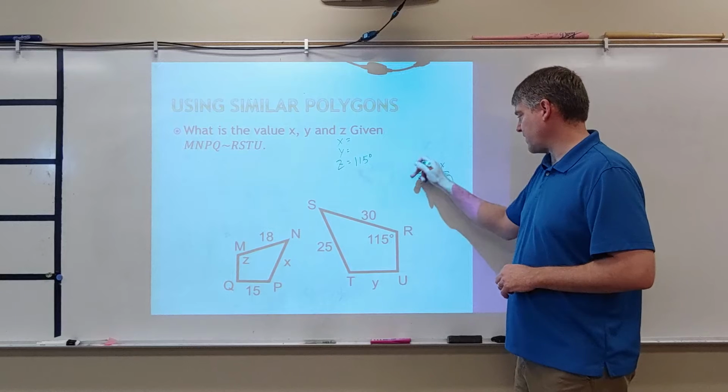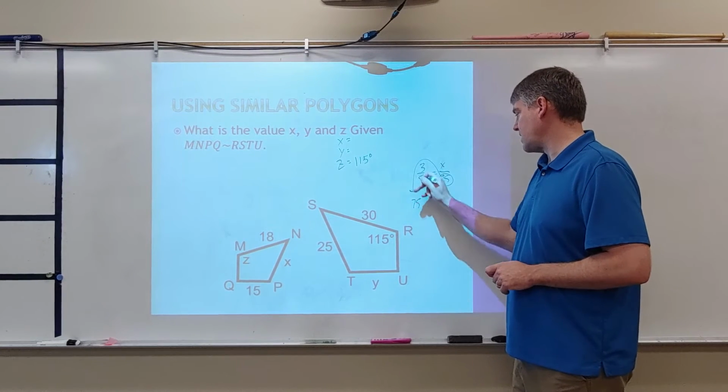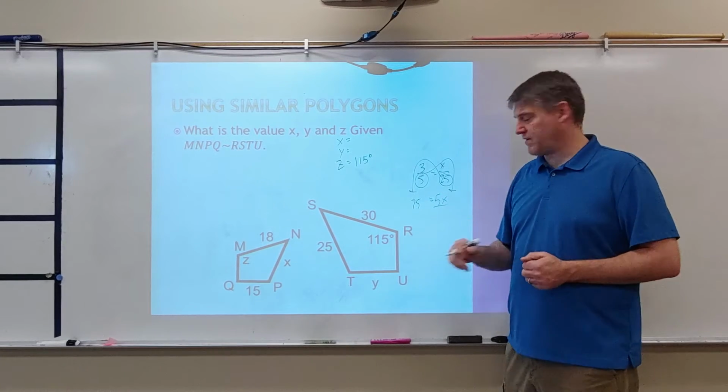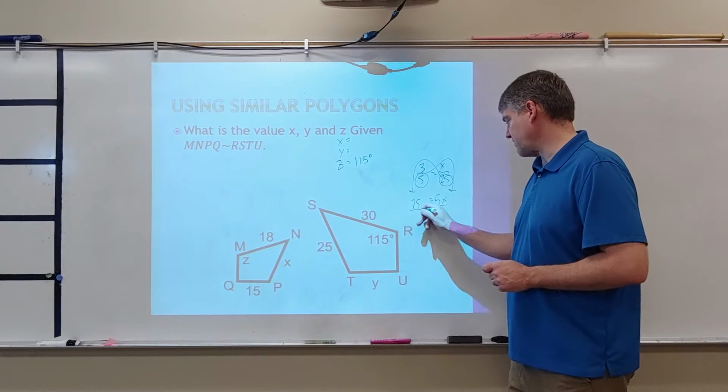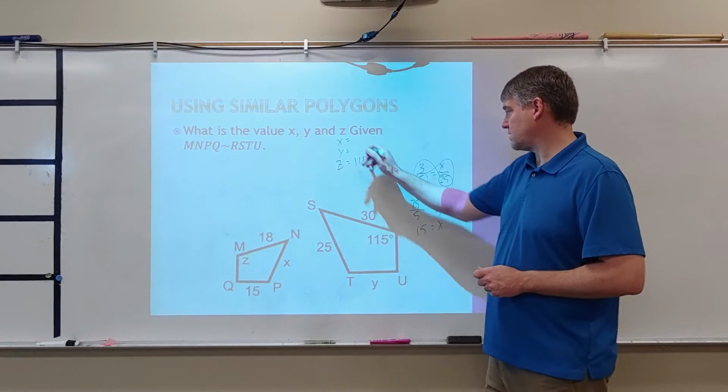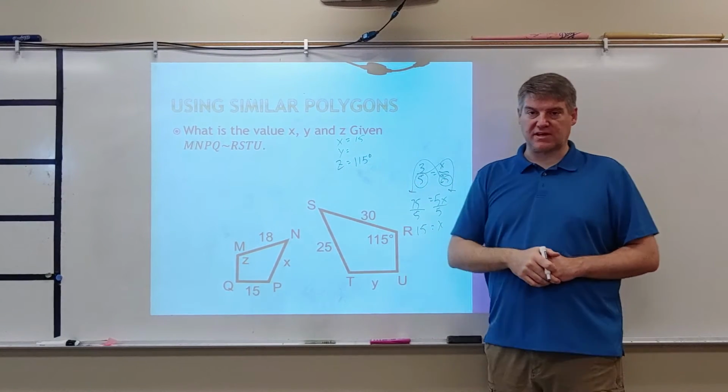So I'm going to go 25 times 3 is 75. I'm going to go 5 times X and get 5X. And now I'm going to divide. Divide this by 5, divide this by 5. X equals 15. Okay. So X is 15.